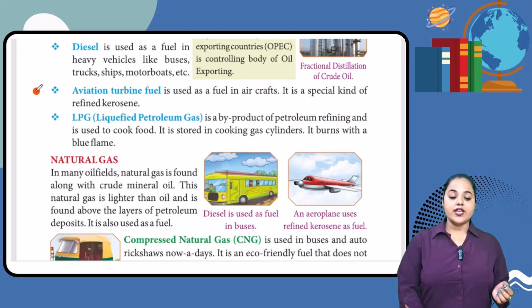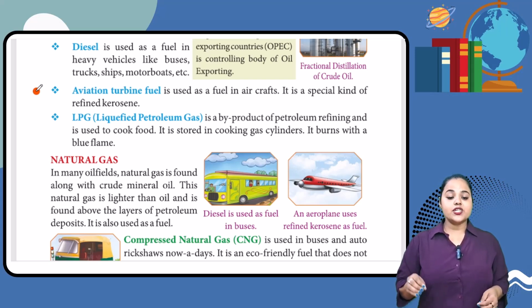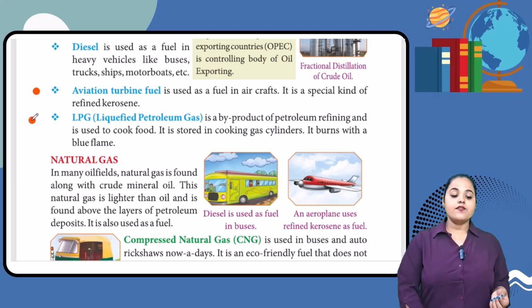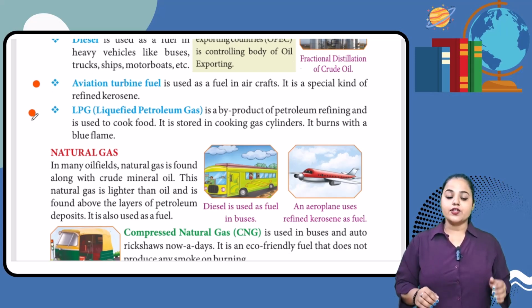Then we have aviation turbine fuel. It is used as a fuel in aircrafts and it is a special kind of refined kerosene. Then we have LPG, यानी कि liquefied petroleum gas. It is a byproduct of petroleum refining and it is used to cook food, and it is stored in cooking gas cylinders और ये burn करता है with the blue flame.